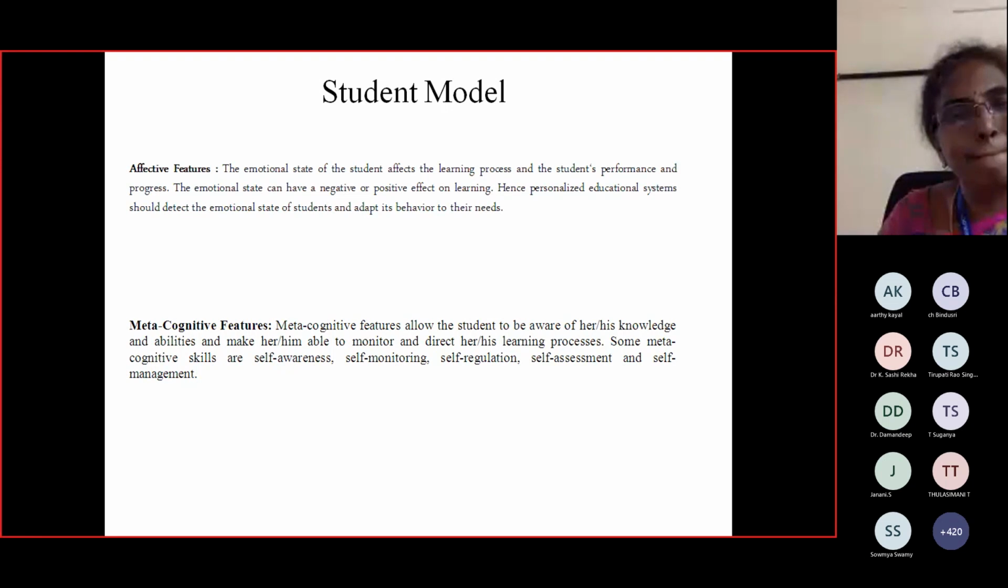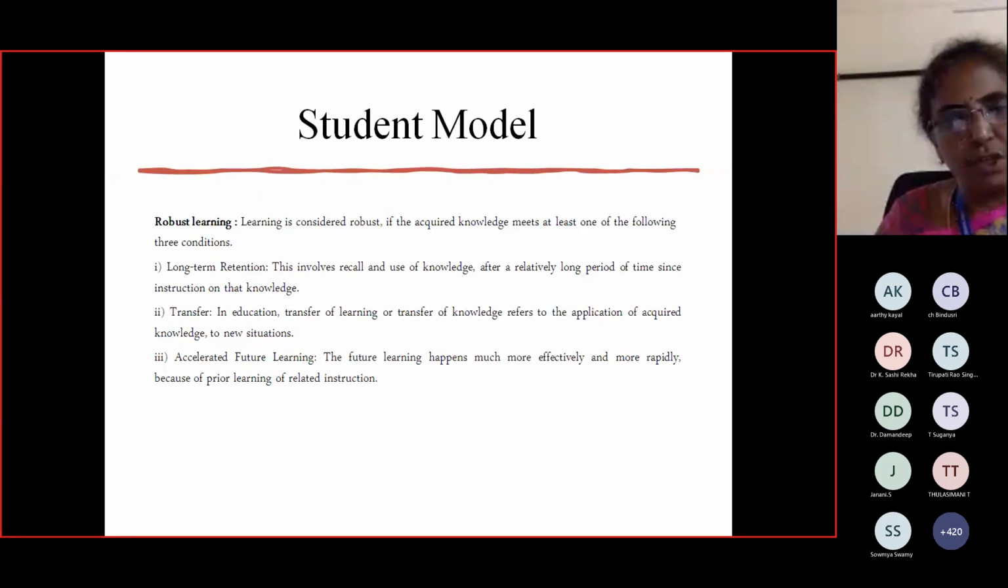So next is robust learning. We say learning is robust, that is, it is the best learning, if the learned skill is going to be remembered for a long time. That is long-term retention of the learned skill or knowledge, and how good the student is in applying the knowledge to a new scenario, applying the knowledge to a new situation. That is transfer of knowledge to a new situation. So that comes under the transfer aspect of robust learning.